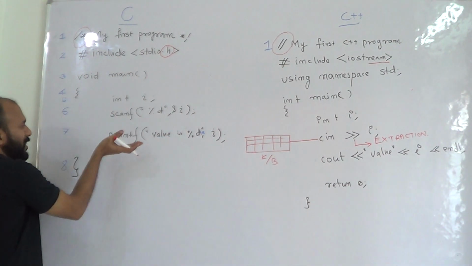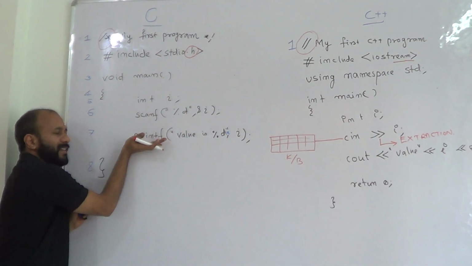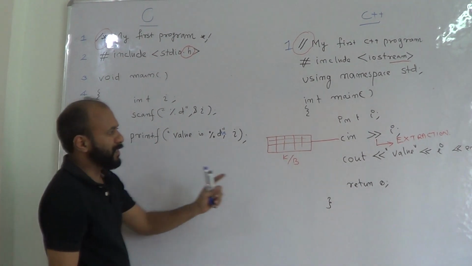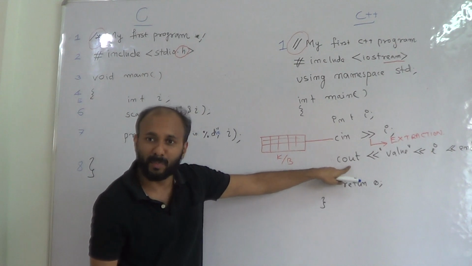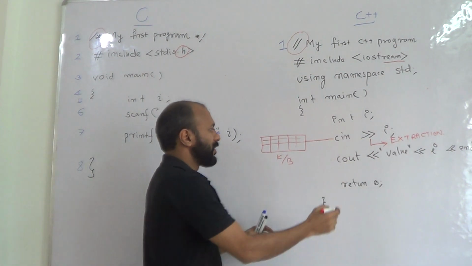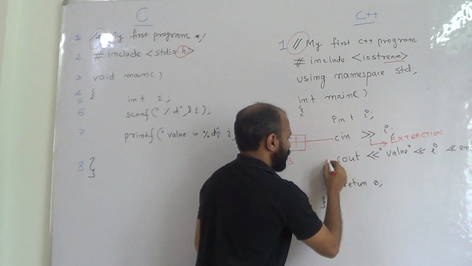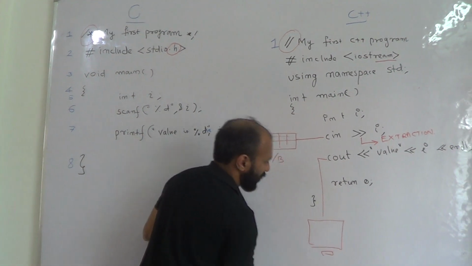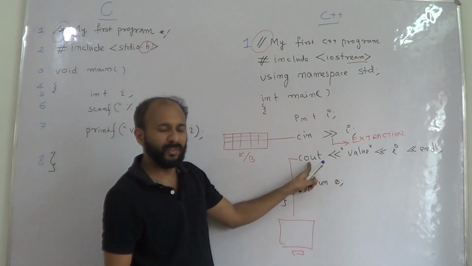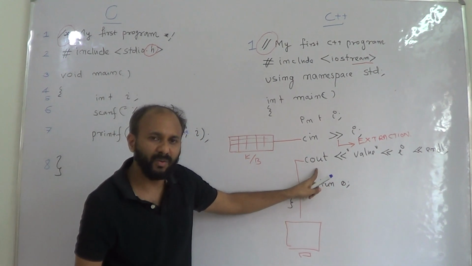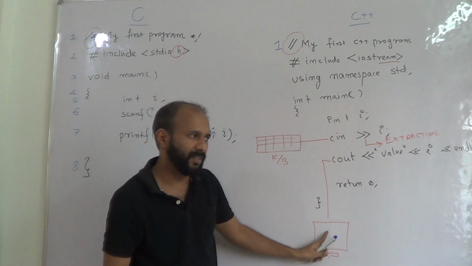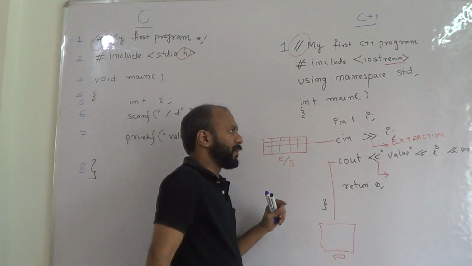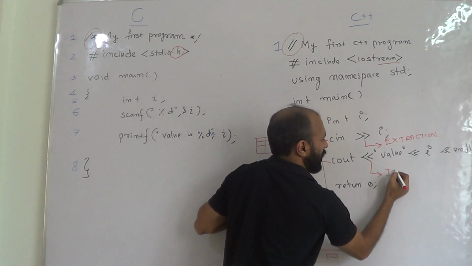Now in the C programming language, we have printf for printing something over the monitor. But in C++, we have an object for printing something on the monitor. This cout is connected to the monitor or console. Whatever value you are putting into this cout is getting displayed over the monitor. Here there is another operator. The name of this operator is insertion operator.